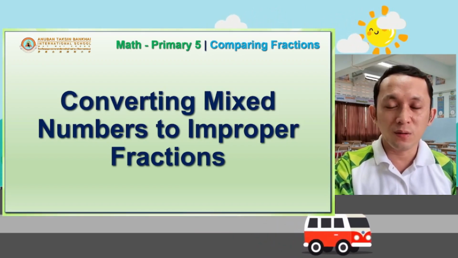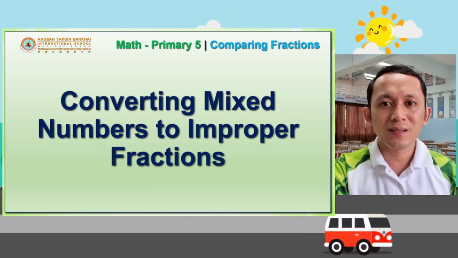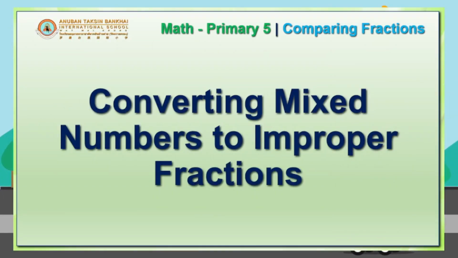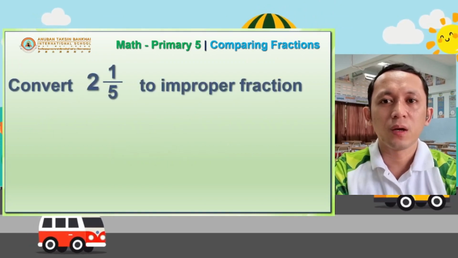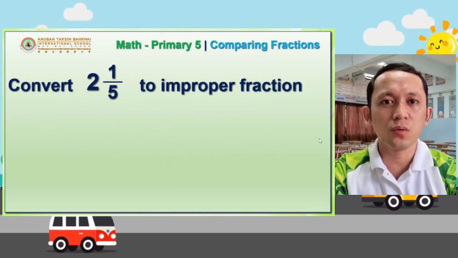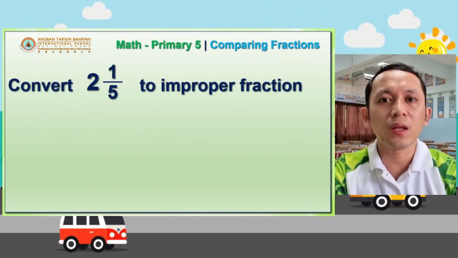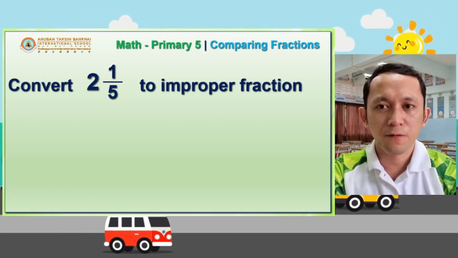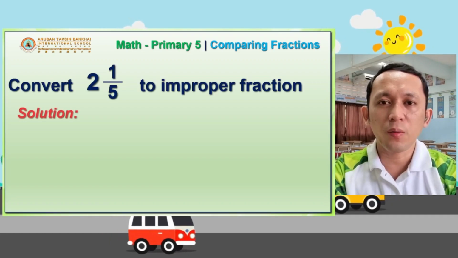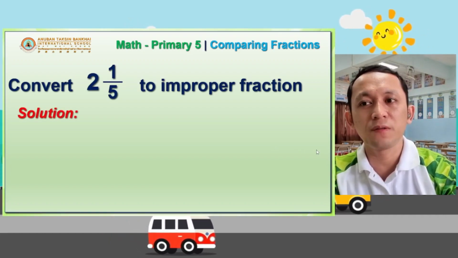And now let's continue first our discussion. Let's have now converting mixed numbers to improper fractions. So let's have the other way around on how to convert those two fractions. Let's have an example here. For example, we have, convert 2 and 1 over 5 into improper fraction. So how are we going to change this? This is actually very, very simple.